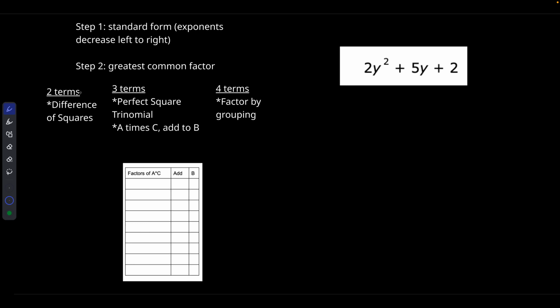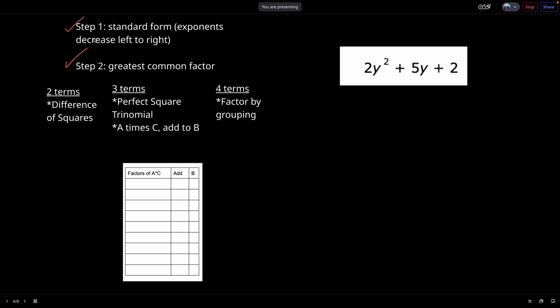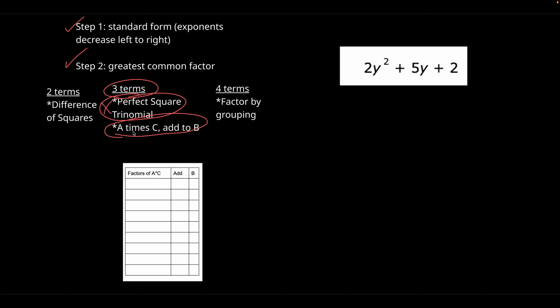Here we go. So, first, step 1, is it in standard form? Yes. Step 2, is there a greatest common factor? No, there's not. Now, there are 3 terms. So the first thing we check, is it a perfect square trinomial? It is not. And so now we need a new way to solve this problem, and the new way is a times c add to b. It has a nice little ring to it. A times c add to b.